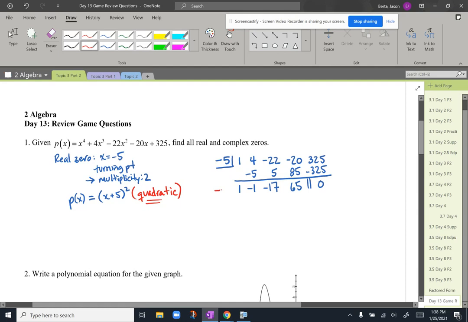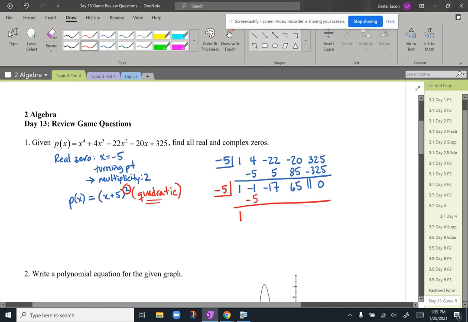So now we've got a third degree polynomial left over, but we need to divide by -5 again using synthetic division, and that is because the factor x plus 5 we know is in the polynomial twice as a factor. So let's go ahead and keep going, do another round of synthetic division.